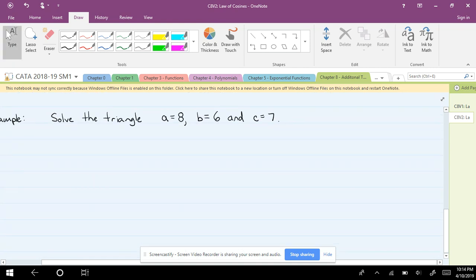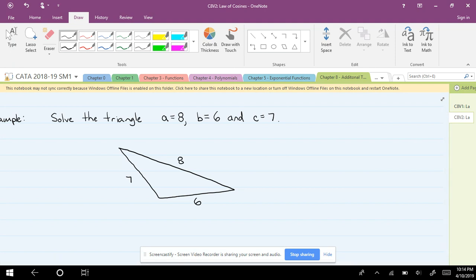In the second example that we're going to look at here, we're going to solve the triangle of a equals 8, b equals 6, and c equals 7. I'm just going to draw an indescript triangle here. This kind of looks obtuse. I really don't know if the triangle is obtuse. I just drew a three-sided triangle.